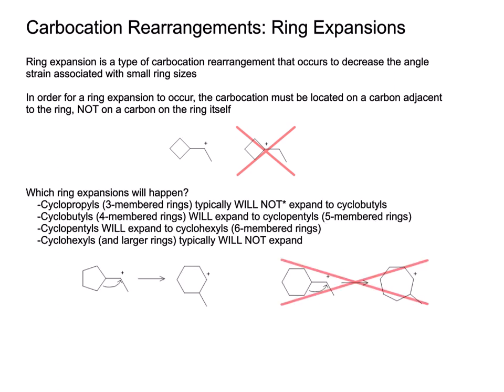Let's talk about which ring expansions will actually happen now. Cyclopropyls, or three-membered rings, typically will not expand to cyclobutyls. Cyclobutyls, which are the four-membered rings, however, will expand to cyclopentyls, the five-membered rings, and cyclopentyls, of course, will expand to the cyclohexyls, or the six-membered rings. Once you get to cyclohexyls and larger rings, typically these will not expand. And the reason why a cyclohexyl will not expand is because it already is going to have that ideal bond angle. So adding extra carbons actually makes the ring more unstable.